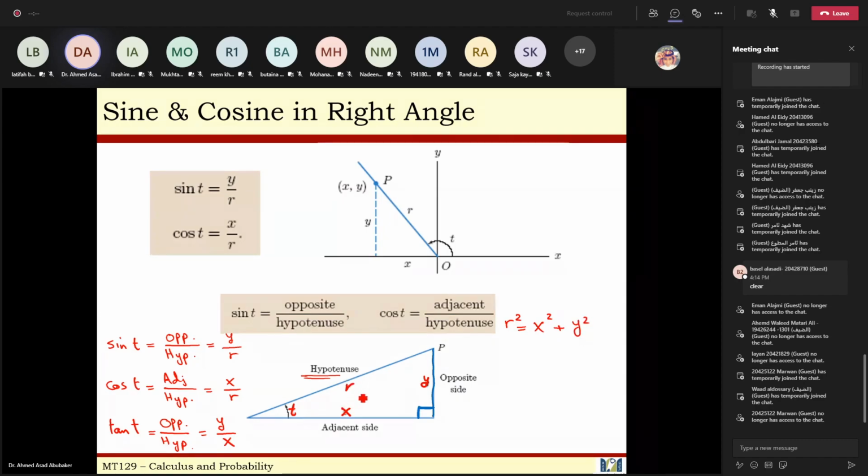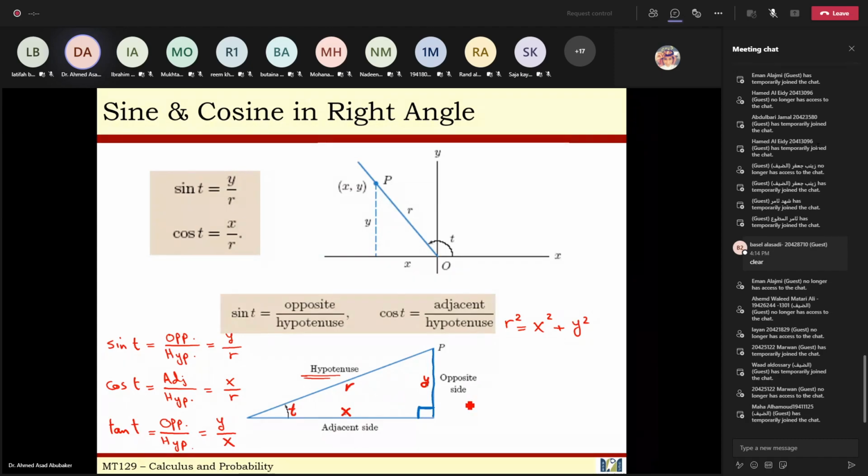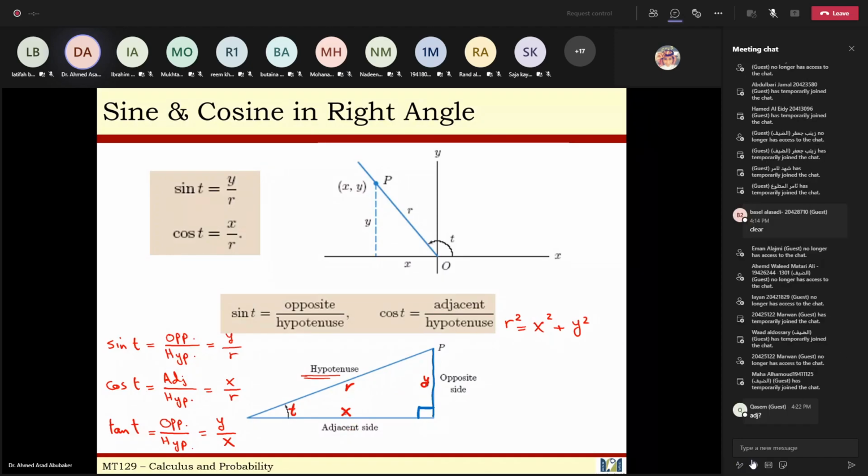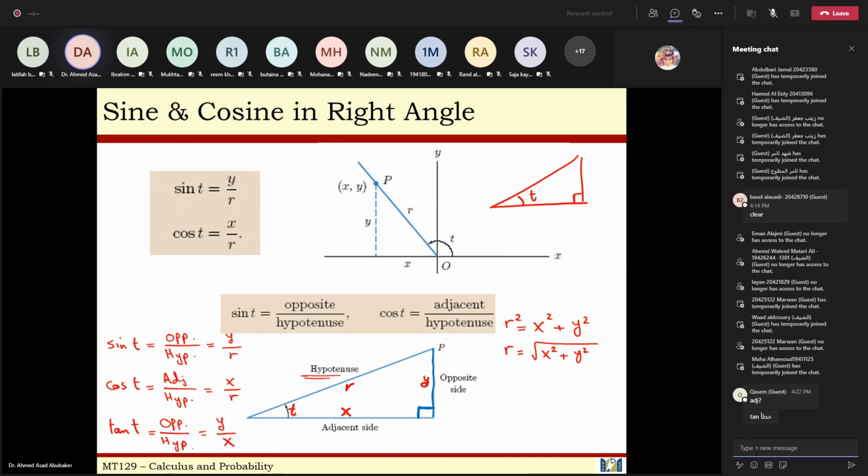R square, the hypotenuse, equals what? Opposite square plus adjacent square. So if we need to find R, this is equal to the radical of x square plus y square. Okay. The adjacent, we have three sides in a right triangle. Okay, sorry, adjacent. Sorry.